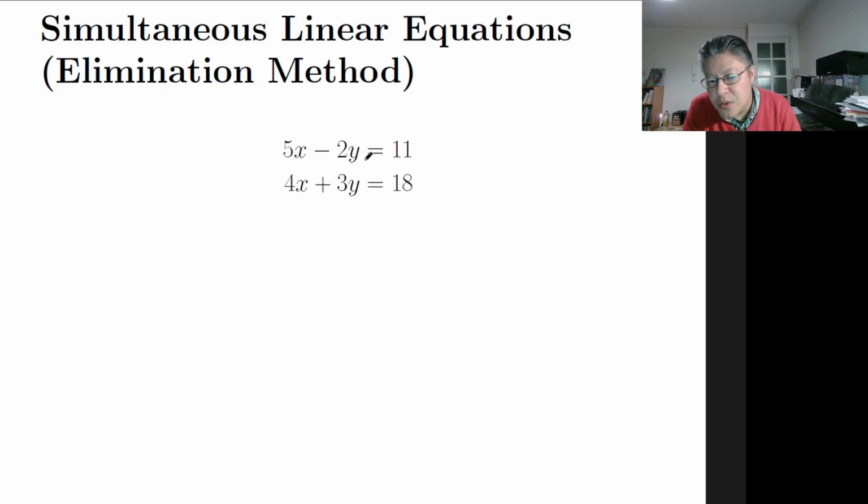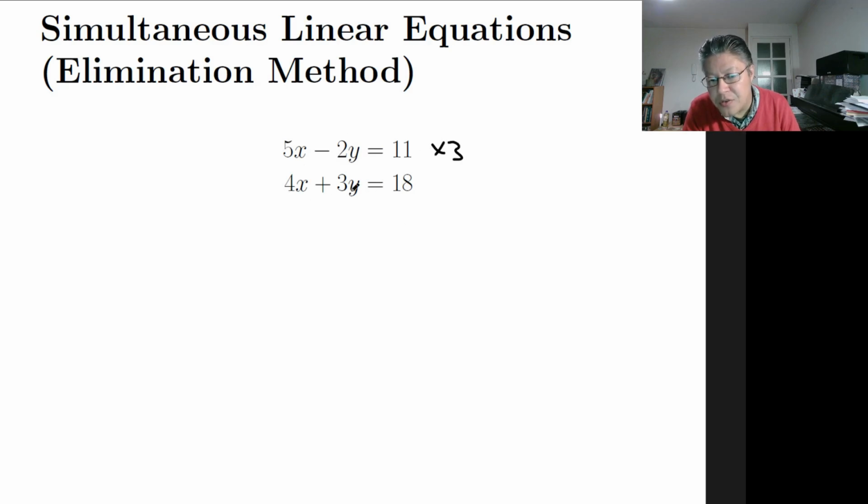And it doesn't matter which one we do, but in this particular case, if we have a 5 and a 4, the lowest common multiple of 5 and 4 is 20, whereas the lowest common multiple of 2 and 3 is 6. So I usually do the one that has the smaller LCM, although it doesn't really matter which way you do it. So the top equation, in order to make the 2y into a 6y, we had better times it by 3.